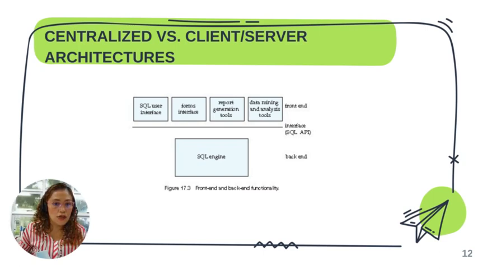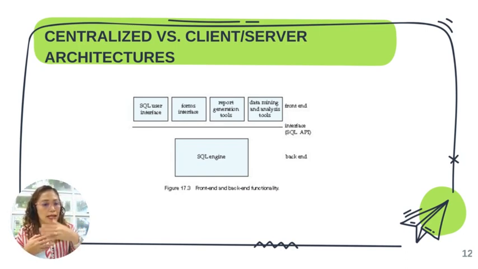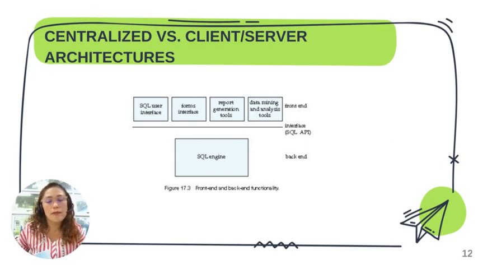So this is how we usually divide the parts, what a client can see and what the server contains. So front end, you have here your report generating tools, your user interface, and then you have here your SQL interface, or we call it the RDBMS, the relational, or the DBMS, the database management system, and you have here your SQL engine in your backend.